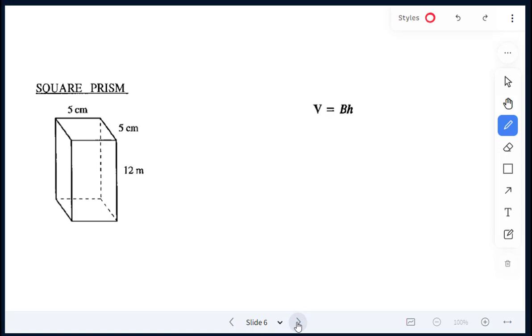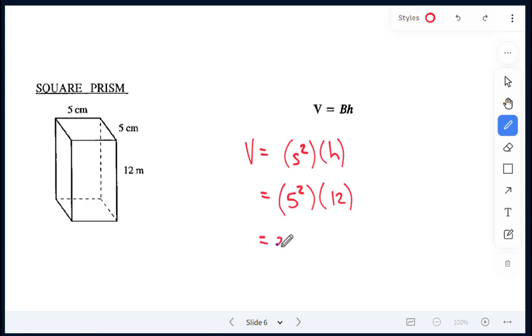And then a square prism, so our base is a square. So area of the base is side squared and then multiplied by height. So here it is 5 squared and our height is 12. So 5 times 5 times 12, that gives me 300 meters cubed.